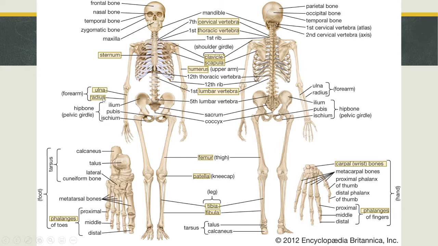So radius and ulna, those are your forearm bones. I already mentioned the humerus, that's your upper arm. And then just a generic term, phalanges, that's here and over here. Phalanges are basically your fingers and toes. Okay? So just that generic term, phalanges. Then your upper leg is your femur, also your thigh bone, but femur is the biological name for it. And then the patella is the kneecap. And then your lower leg bones: the tibia is the one in front, and the fibula is in back. So tibia in front, fibula in back.